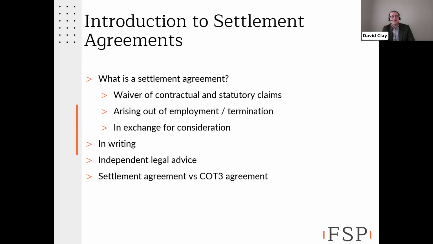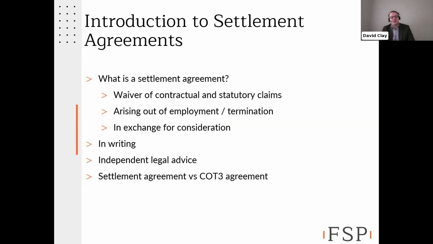Now, the statutory claim waiver is really the key when it comes to settlement agreements because it's comparatively easy. And well, maybe easy is the wrong word, but there's less formality involved when you are just looking at settling contractual claims. When it comes to statutory claims, the waiver of those types of claims is a lot more heavily regulated, and that can only be validly done through a settlement agreement or through a COT3 agreement, which I'll come to in a moment on this slide.